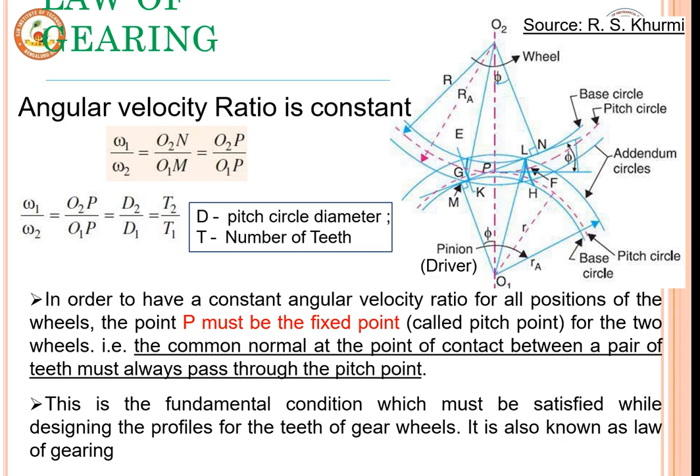If you take the angular velocity ratio, omega 1 by omega 2 is equal to O2N by O1M, which is equal to O2P by O1P. So omega 1 by omega 2 is equal to D2 by D1, which is equal to T2 by T1, where D is the pitch circle diameter and T is the number of teeth, and point P is fixed. So the common normal at the point of contact between a pair of teeth must always pass through the pitch point. This condition must be satisfied.